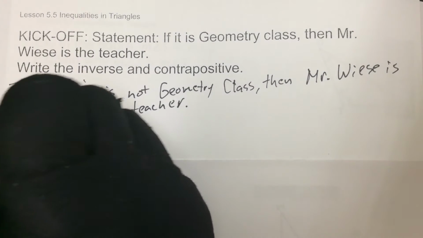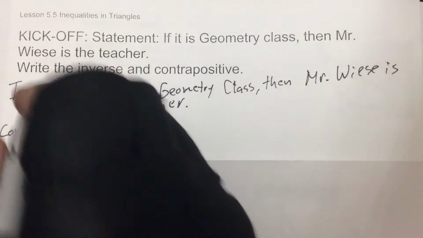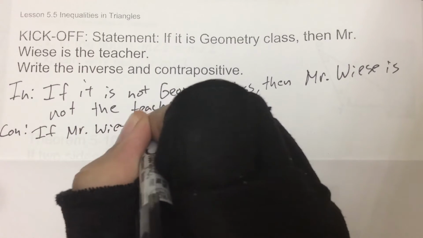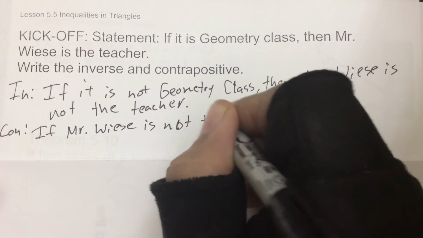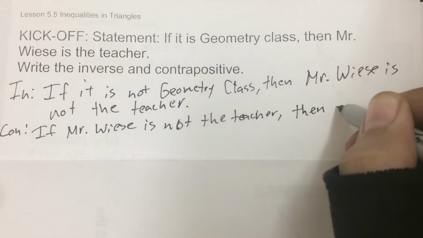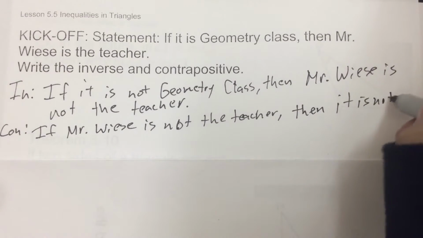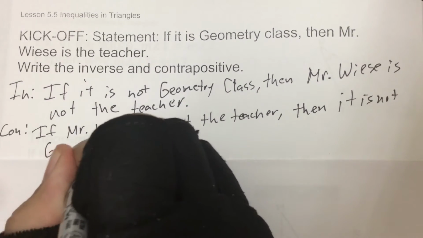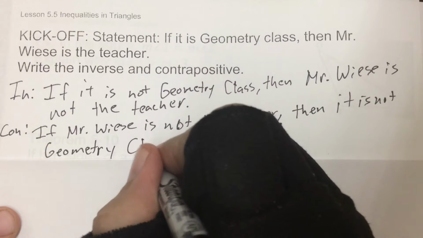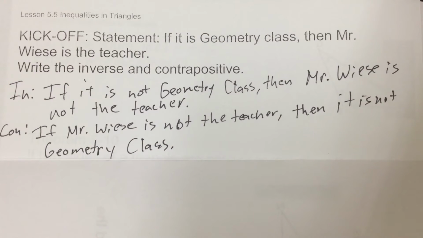The contrapositive, we're going to switch them and negate them. So if Mr. Weasley is not the teacher, then it is not geometry class. So, inverse, just negate the if and the then. The converse, we negate them, plus we switch them, so they're in the opposite order.